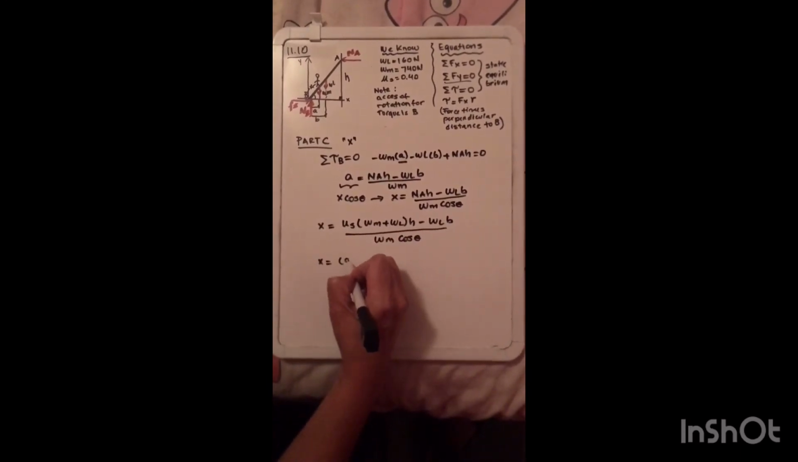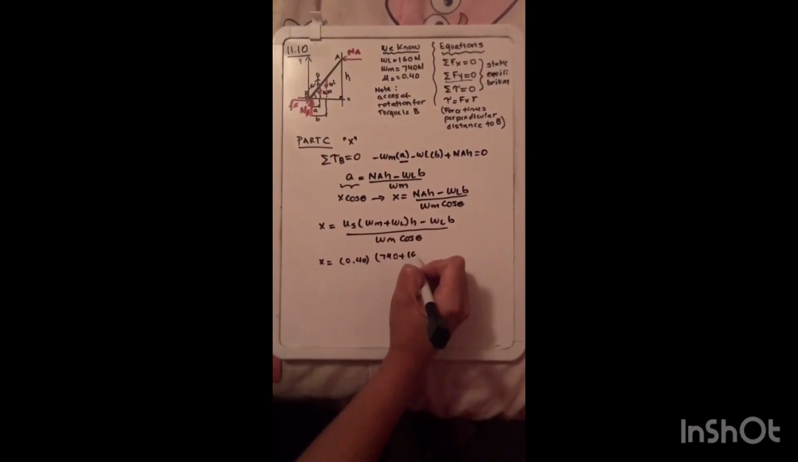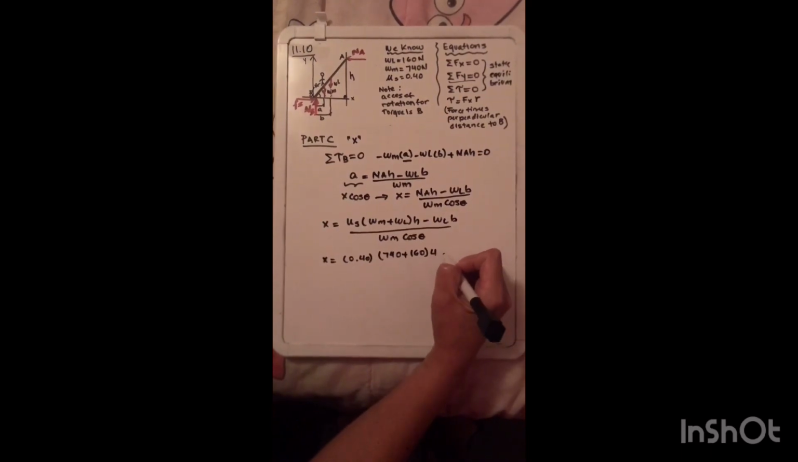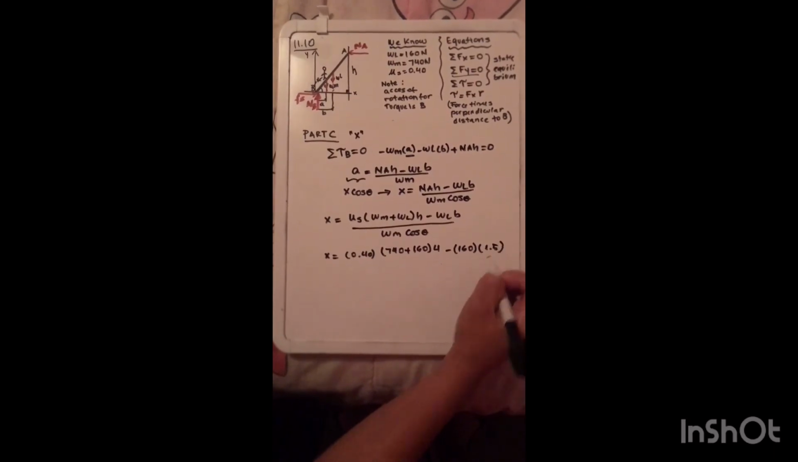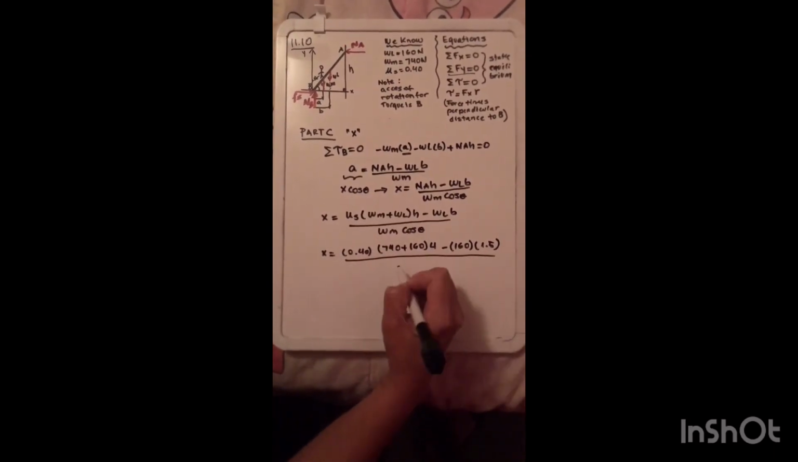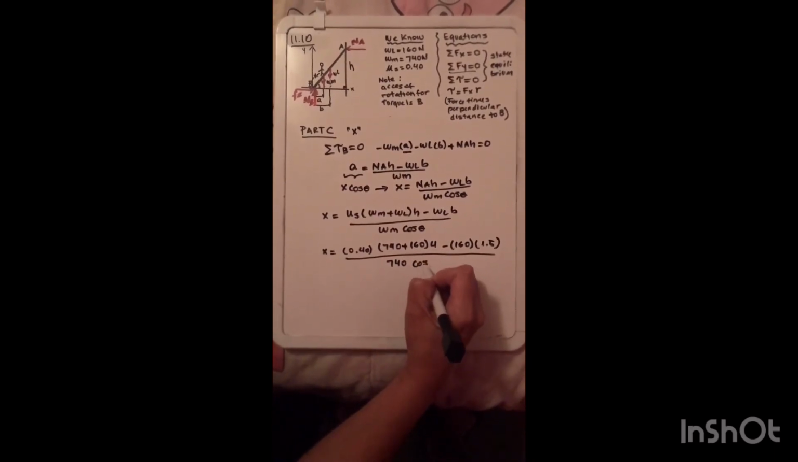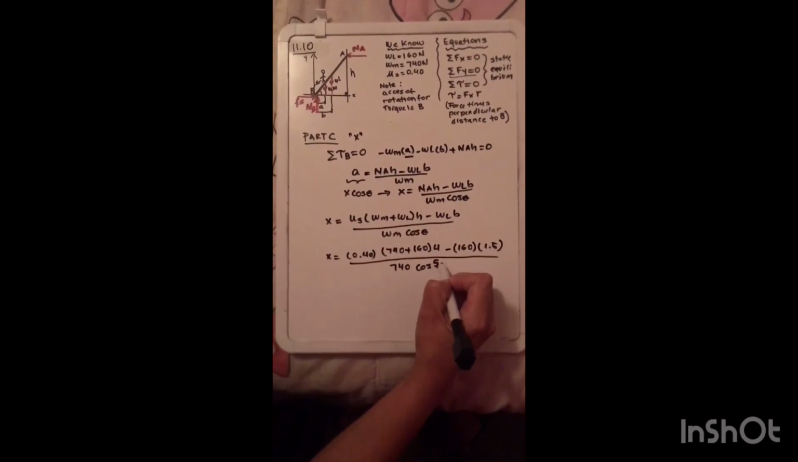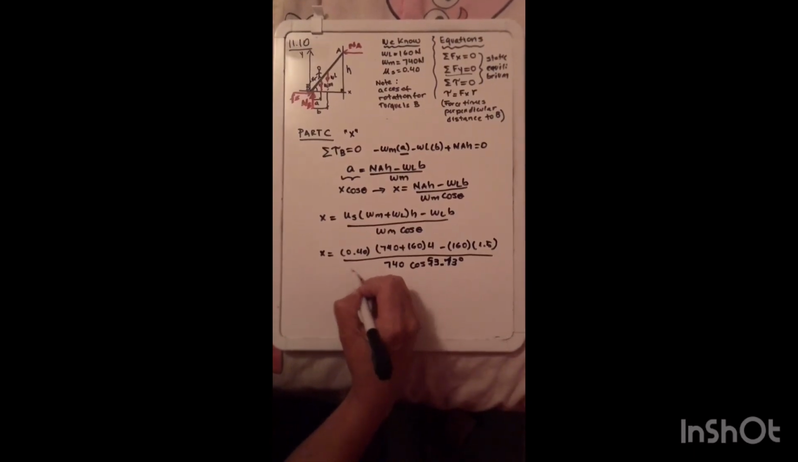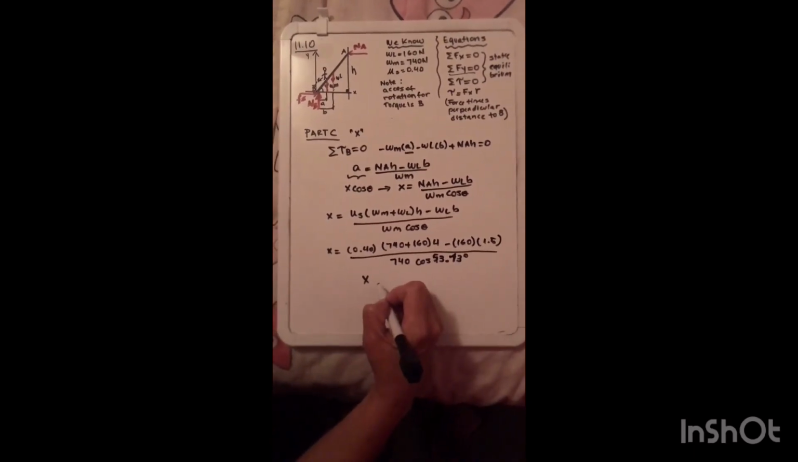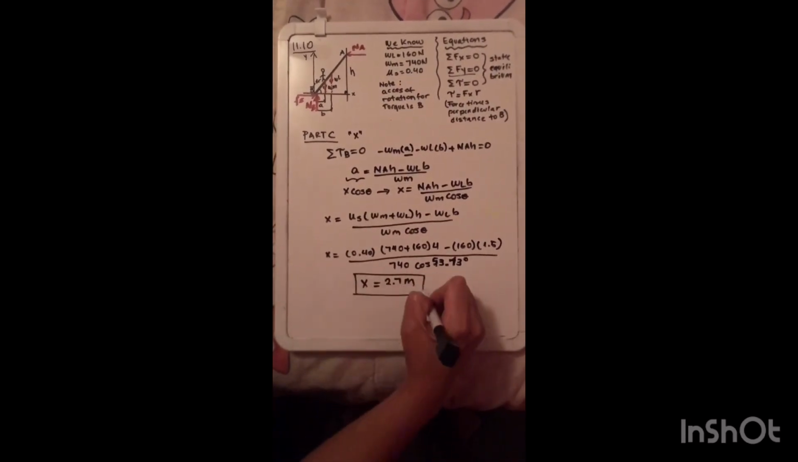Putting it all together, we have all the values. This is 0.40 times 740 plus 160, times H, which is 4, minus 160 times the distance B, which is the same, 1.5. And then we have the weight of the man, which is 740, times cosine of 53.13 degrees. Putting all this together in the calculator, it is equal to 2.7 meters, which is the last answer to this problem. Thank you.